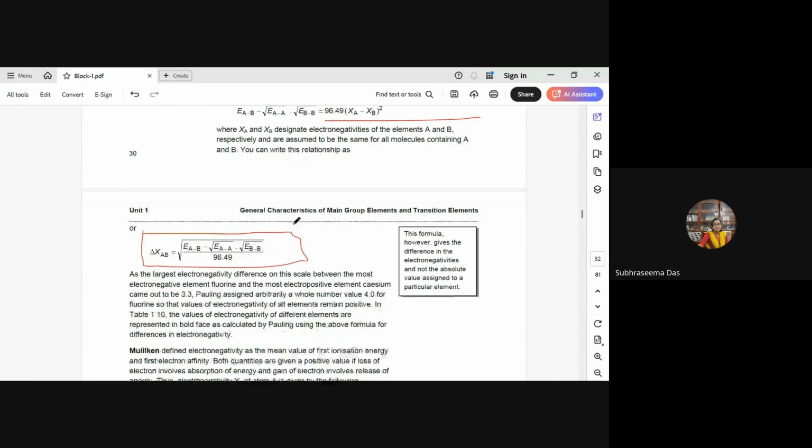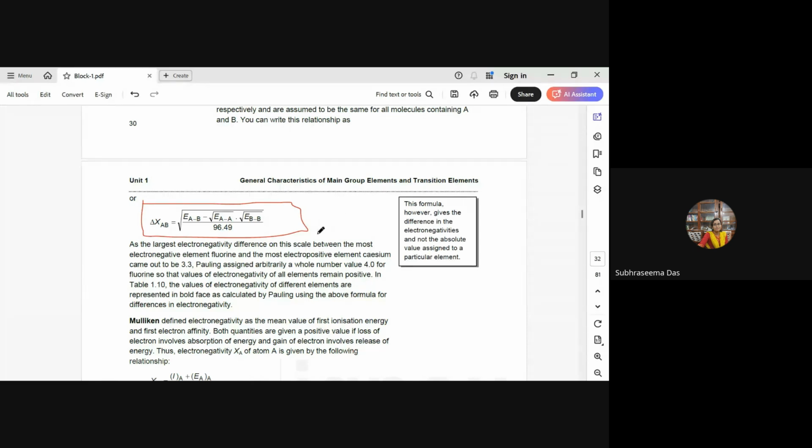The largest electronegativity difference on this scale, between the most electronegative element, fluorine, and the most electropositive element, cesium, came out using this formula to be exactly 3.3. We can calculate the electronegativity difference between A and B, because delta chi AB is the electronegativity difference of the bond. But how can we calculate exactly the electronegativity of the A or B element?